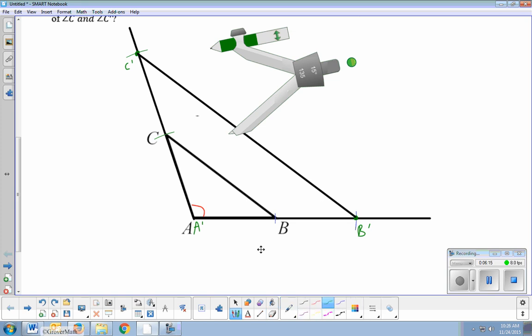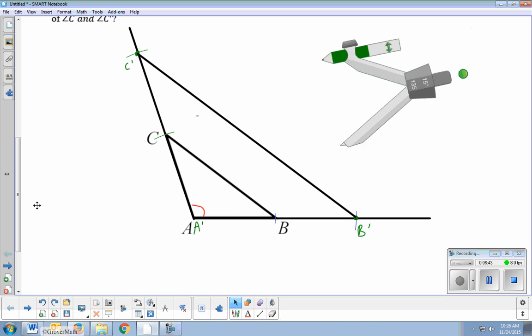That's it. So this big triangle is triangle A prime, B prime, C prime. Let me just highlight it for you a little bit so you can see. This triangle here, A prime, B prime, C prime, is twice the size of triangle ABC because I took the side length of AB and I doubled it. I took the line of AC and I doubled it. And then that produced that image. So they're kind of on top of each other, but that is a scale drawing of twice the size.